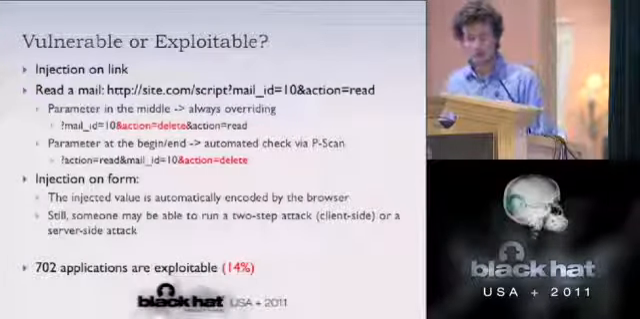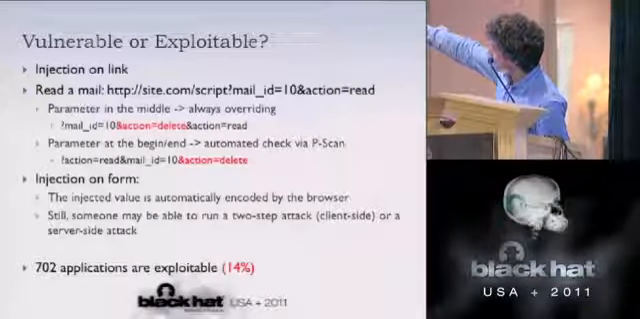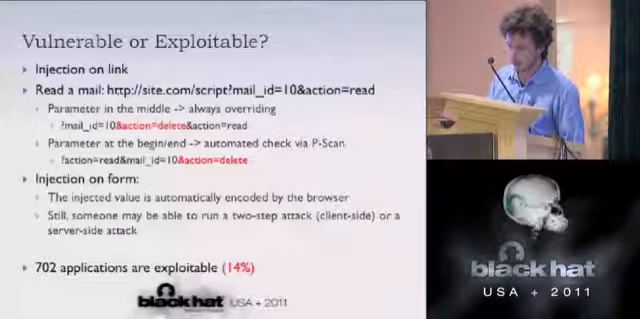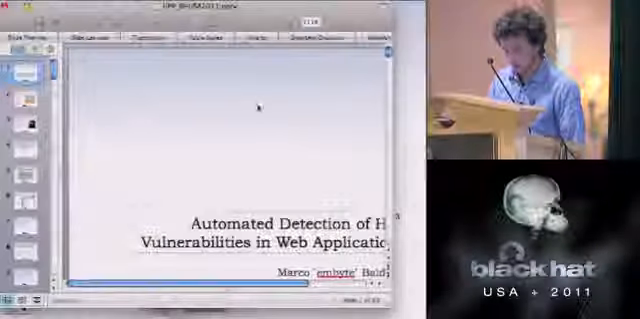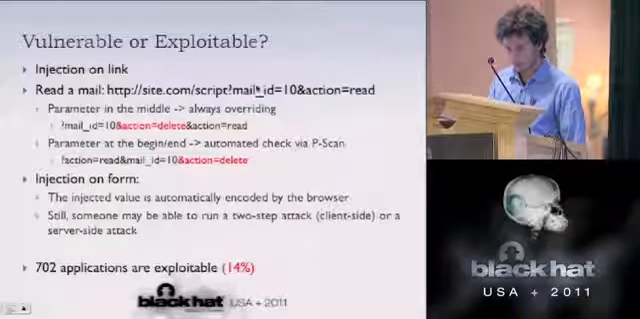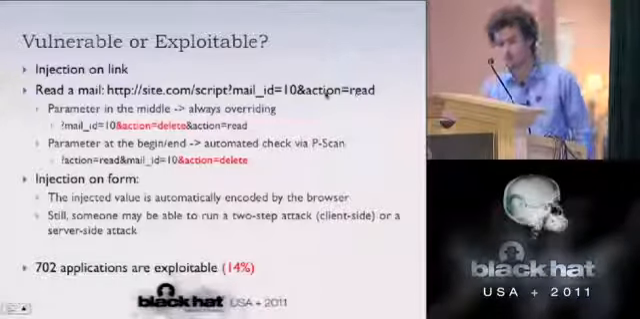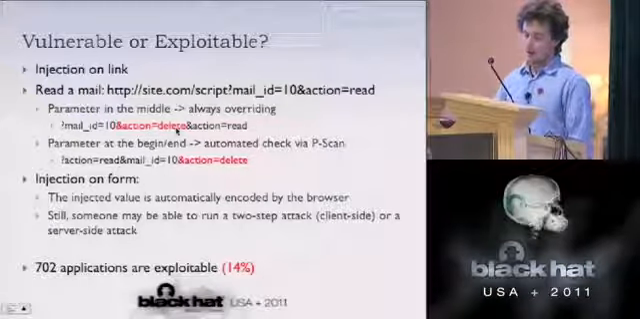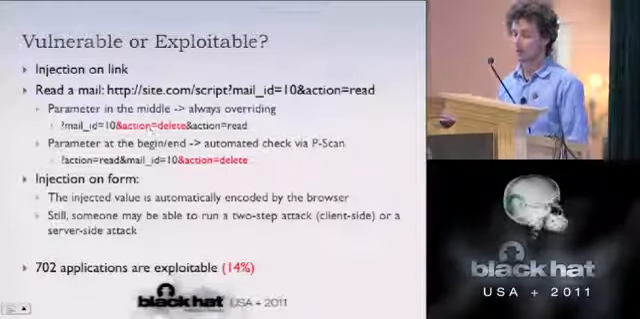If the injection is on the link, suppose you have a URL that is used to read an email, where you have two parameters: the ID of the mail you want to read, here a mail ID of 10, and the action, which is read. Suppose you have an injection here, and the attacker is able to inject a new action that is delete. If this injection falls in the middle of the link, you can always override a parameter.